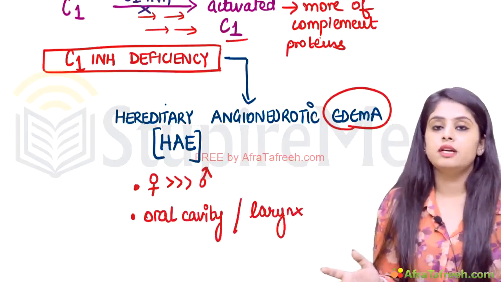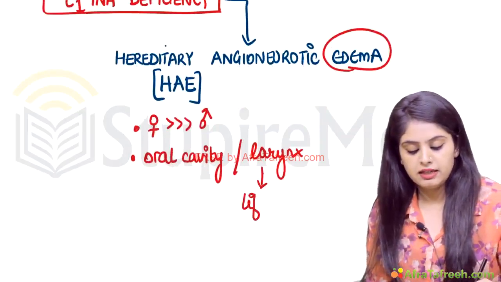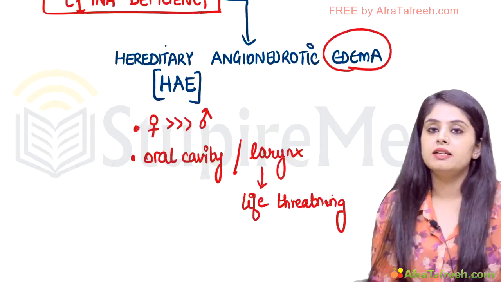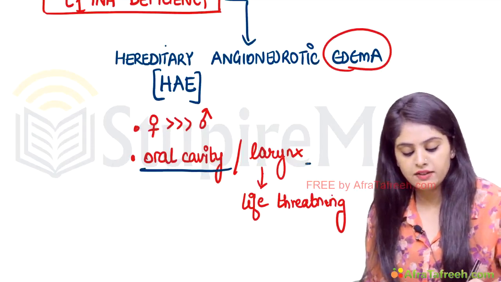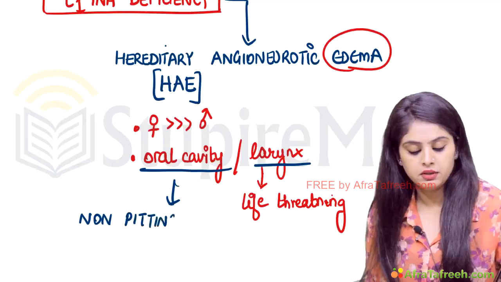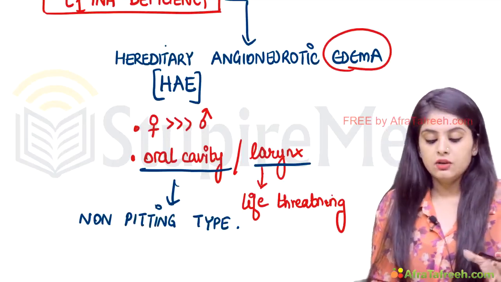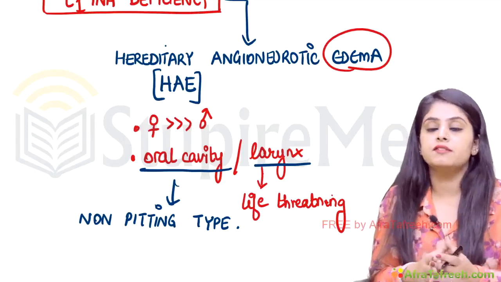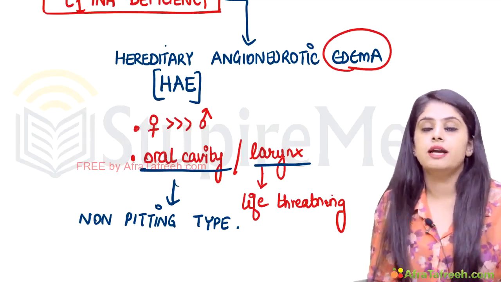Now what you can easily visualize is that if there is edema in the larynx, that definitely makes it a life-threatening condition and definitely calls for a medical emergency. What you need to know further is that edema of the oral cavity and the larynx is of the non-pitting type. Now, this was the first mechanism by which we are regulating the complement system, C1 inhibitor. If there is a C1 inhibitor deficiency, the patient lands up with hereditary angioneurotic edema.